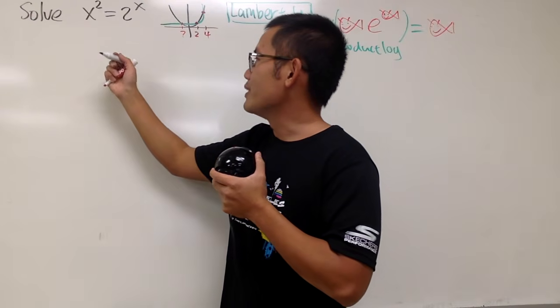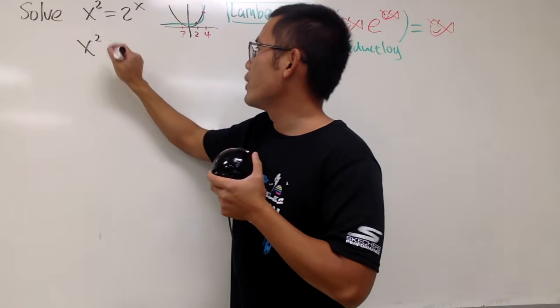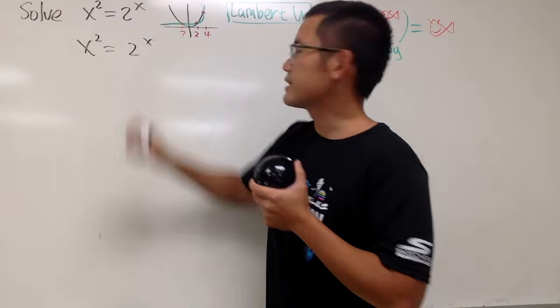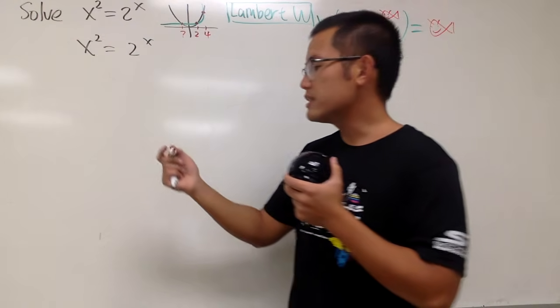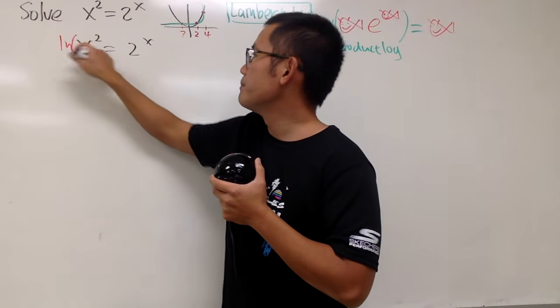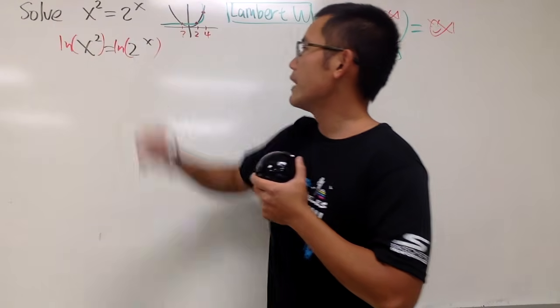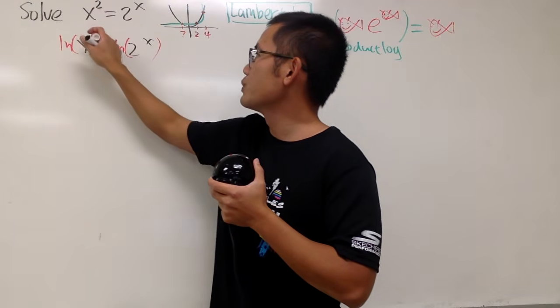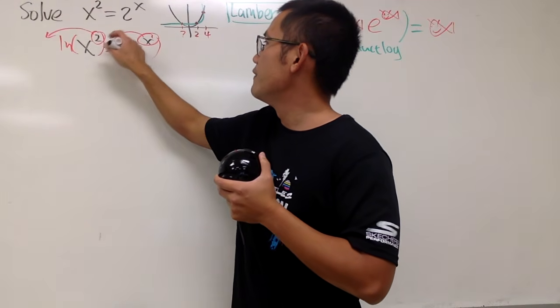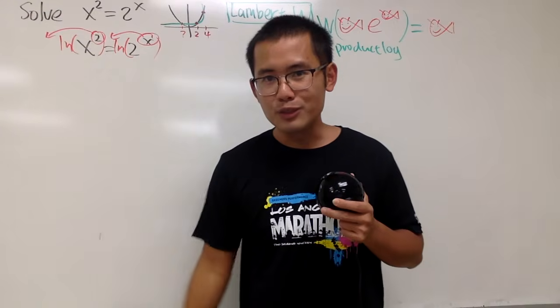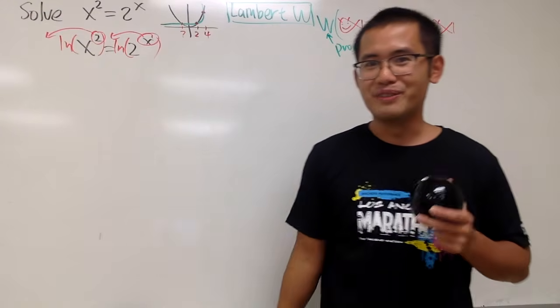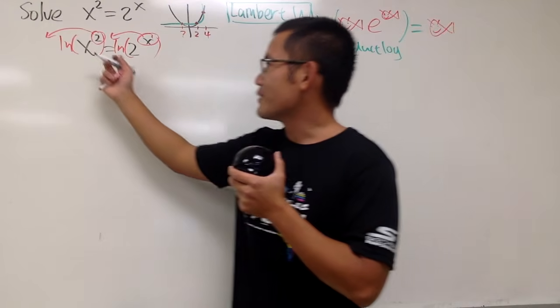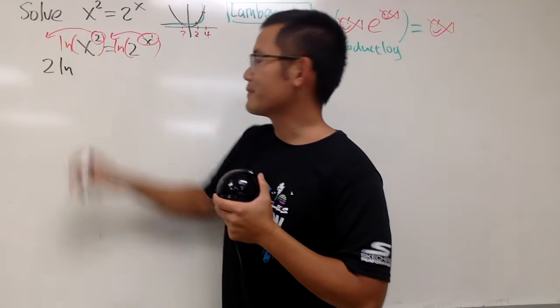So let me just write down the equation one more time. x squared equals 2 to the x. What we'll do first is just take the natural log on both sides, right? And when we have the natural log on both sides, this is really nice because we can take the powers to the front. Very, very nice. But do not minus 1 though, because we are not doing any derivatives, okay? All right, right here we have 2 natural log.